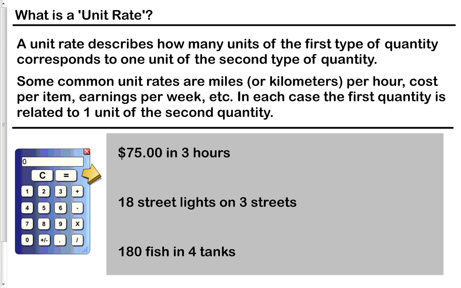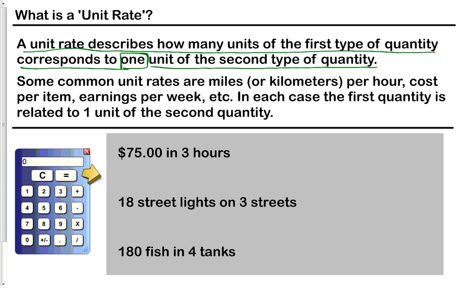Okay, so let's first start off with the definition. So what is a rate? A unit rate describes how many units of the first type of quantity corresponds to, and this is very important, 1 unit of the second type of quantity. The goal in finding rate, comparing rate, everything that we're going to be doing with rate is that last little piece there, getting the second term to be 1.